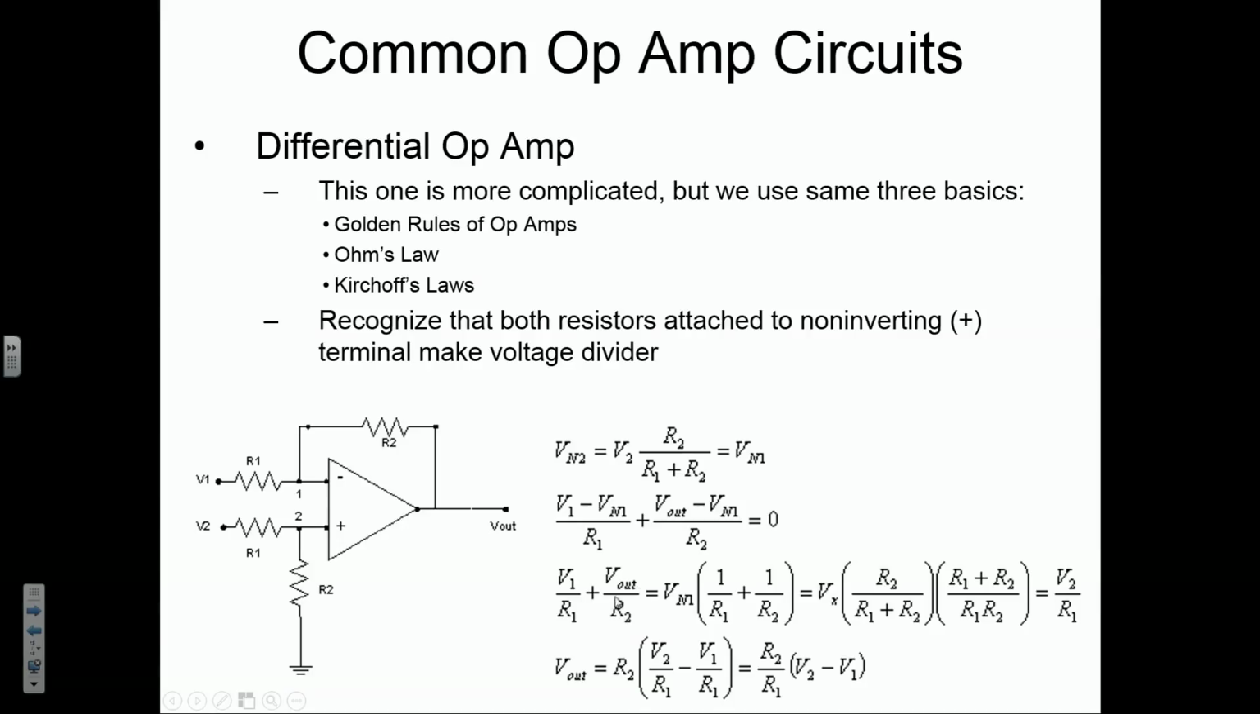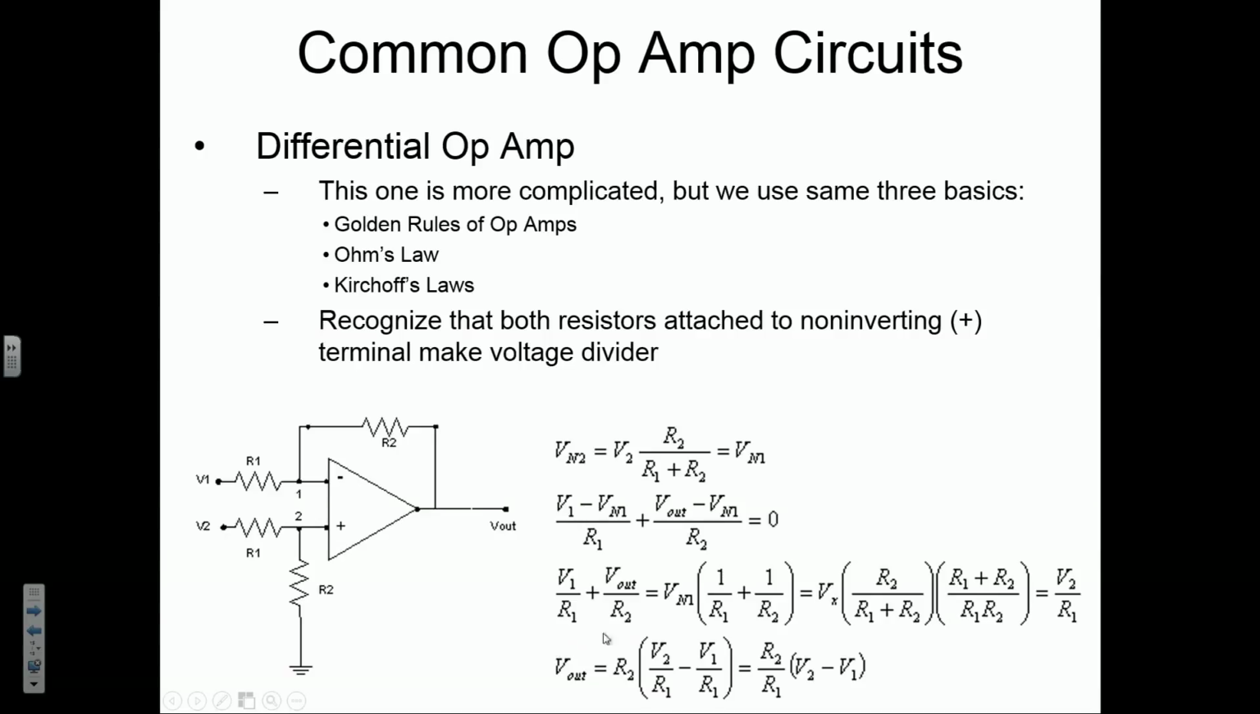And then we solve all that for V out, and we get V out is equal to R2 times V2 over R1 minus V1 over R1. If we pull our R1 out, we get V out is equal to R2 over R1 times V2 minus V1. So what we're measuring in V out here is the difference between these two voltages, V2 minus V1, and note that the minus sign is in front of the one that's connected to the inverting terminal.